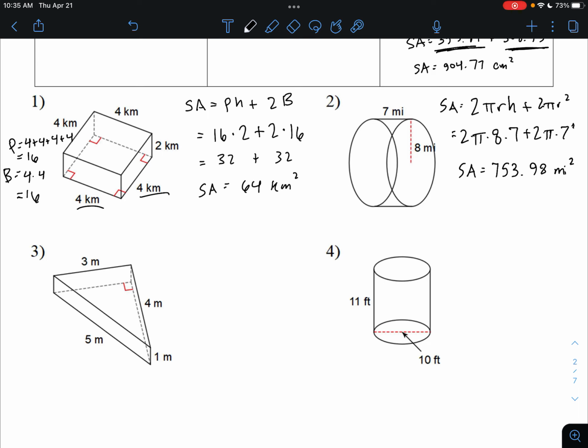Now I'm going to give you all a second to find the areas of these two shapes below. Try to do these on your own. Pause the video, and in a second I'll give you the answers.